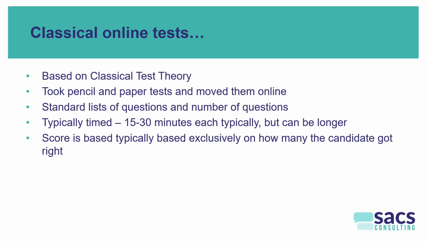The score tends to be based typically on how many the person got right. This is important to understand about online tests. They typically score you based on how many you get right. So if you have 20 minutes worth of testing and you get 15 right, in most cases it doesn't matter whether you attempted only 15 and got them all right, or whether you attempted 30 and got half right. It's still the same score.